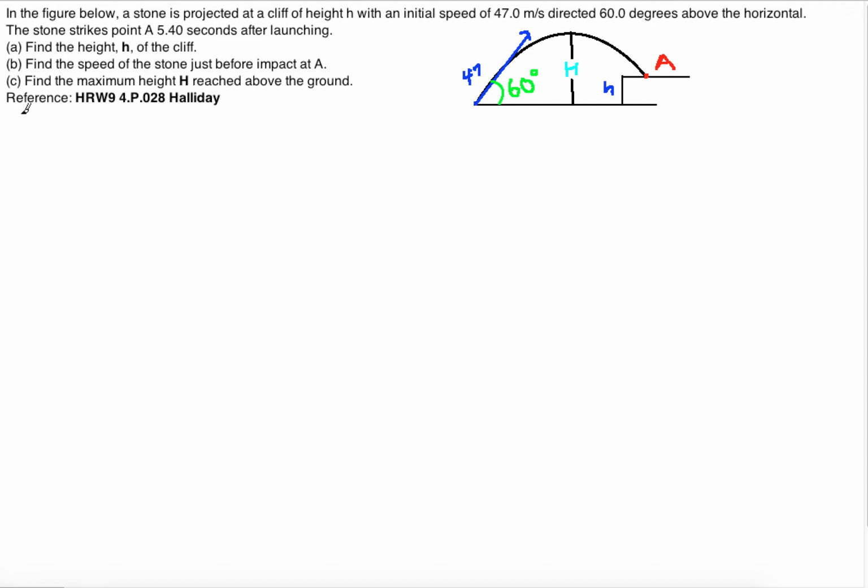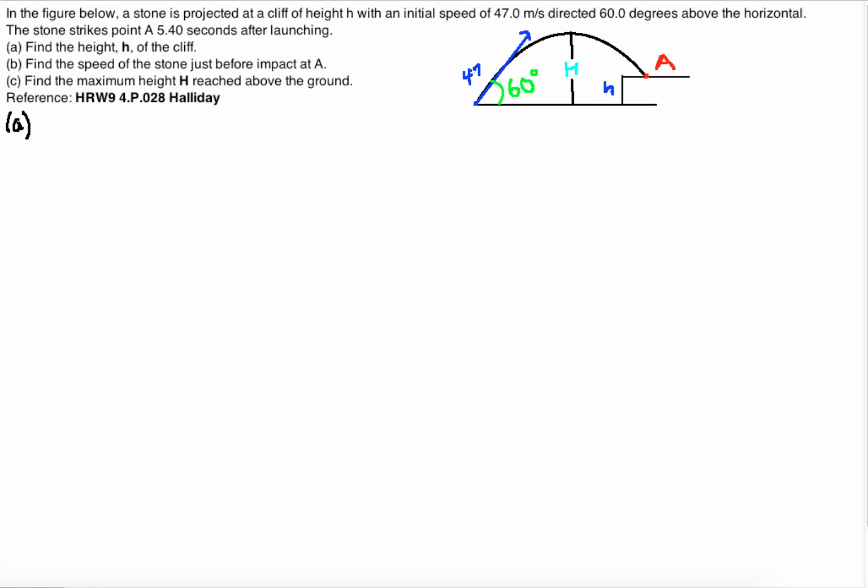So let's start with part A. Part A asks, find the height h of the cliff. So how do we go about doing that? Well, we need to find the vertical height of the system at point A. And the great thing about this problem is that we're given the time at A. We know that t at A is 5.4 seconds. So we can evaluate a vertical distance equation.